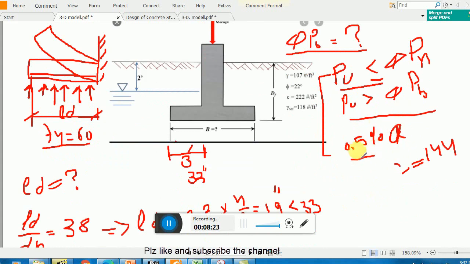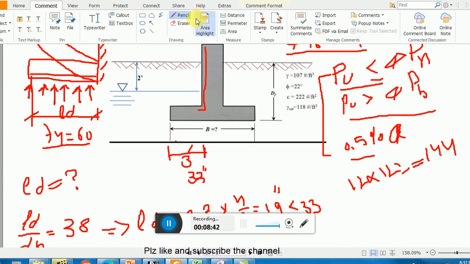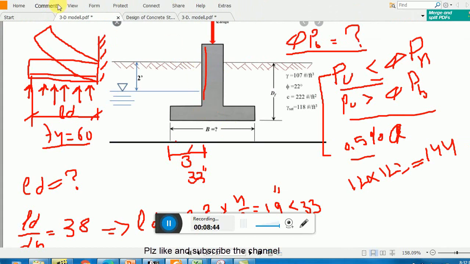Okay, and if this criteria is satisfied, then ACI explains that you have to provide the minimum dowel area, and the minimum dowel area is 0.5% of the smaller area, meaning the area of the column, that is 12 cross 12. Okay, that is 144. Now the dowels are basically placed here. Okay, the dowels are placed here, not here. The dowels are basically, right, we extend this and we provide a hook here. Okay, and similarly we extend this and we provide a hook here.